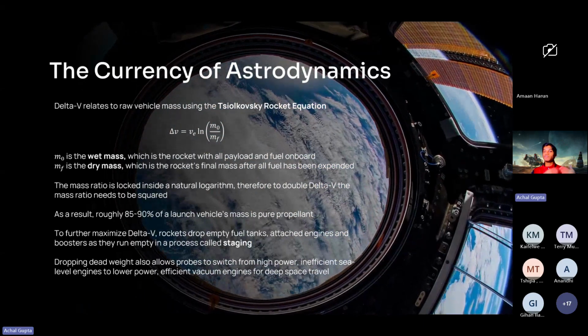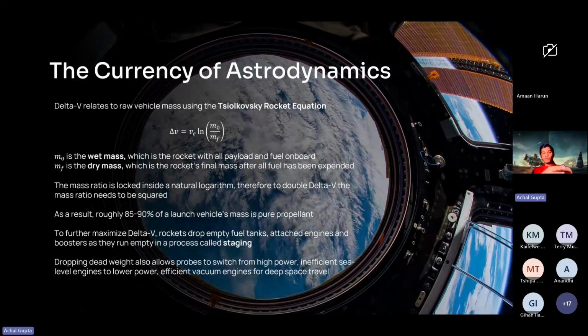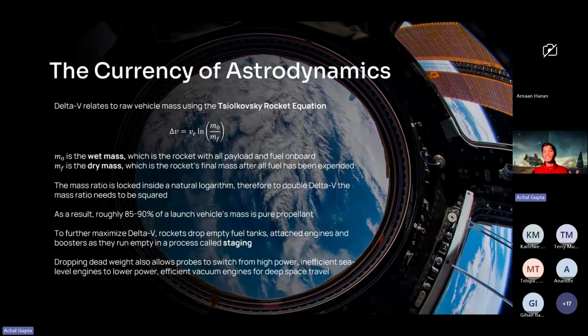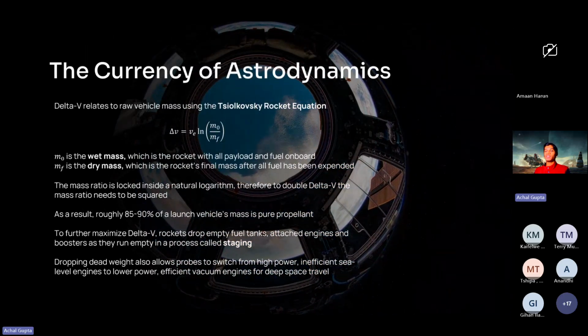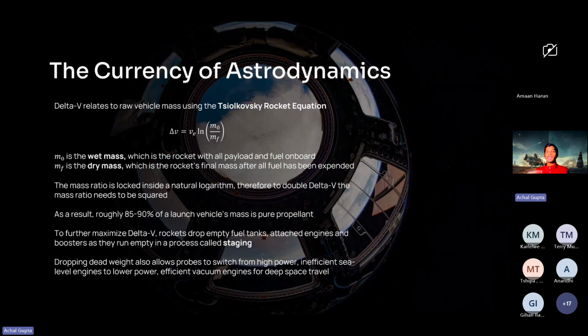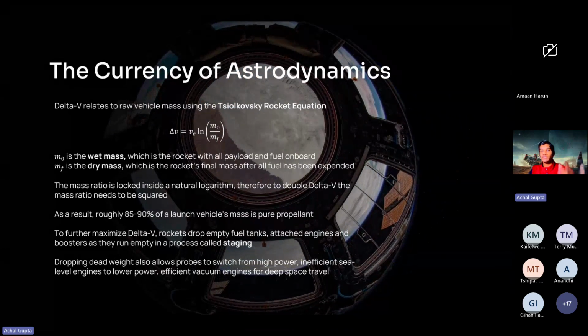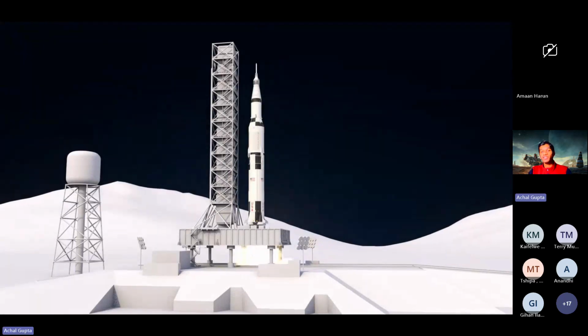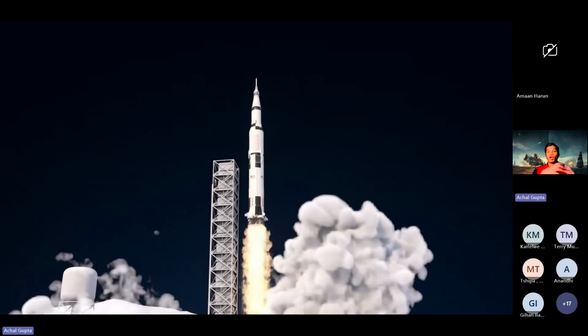To further maximize the delta V, we want to reduce our dry mass. The way we do that is once we've burnt a bunch of fuel and got into space, we ditch the empty tanks, we ditch the old engines, and we move on to other engines and other fuel types in a process called staging. And this dead weight saves us fuel, and it allows us to squeeze out a bit more delta V from our rocket.